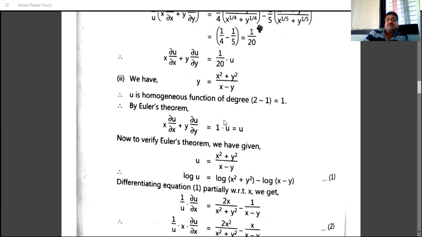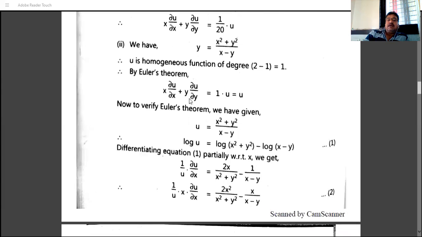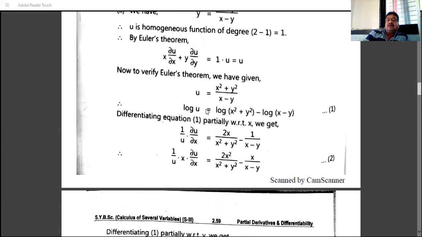Similar problem, that is, we have to verify the Euler's theorem. So x ∂w/∂x plus y ∂w/∂y is what? This is the homogeneous function of degree 2, numerator degree is 2, denominator is 1, 2 minus 1, that is 1. So 1 u, that is u. So this is by using Euler's theorem. Then actually we find ∂w/∂x and ∂w/∂y.